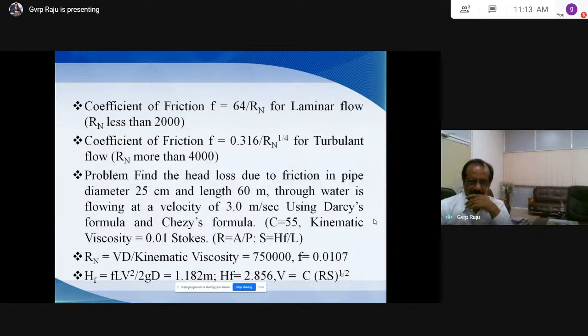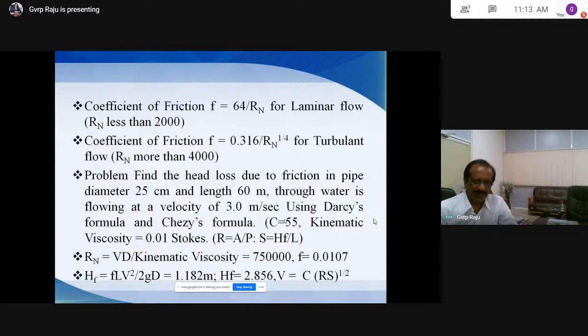For the problem, he has given Chezy's constant C equal to 55, and kinematic viscosity is 0.01 Stokes. Again, he has given kinematic viscosity in Stokes. So 0.01 Stokes means 0.01 centimeter square per second. So then, find out the Reynolds number.